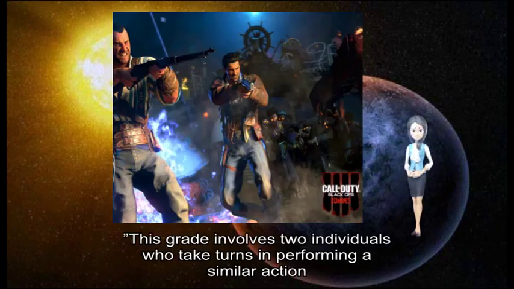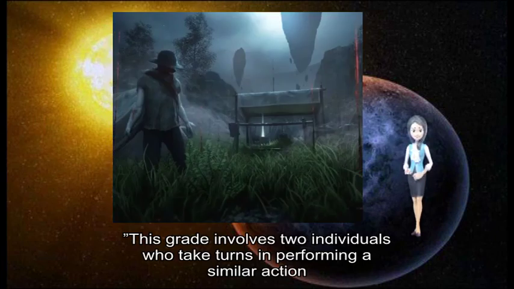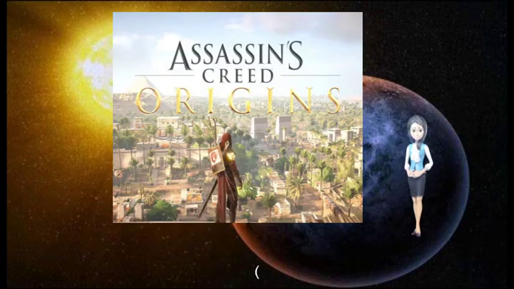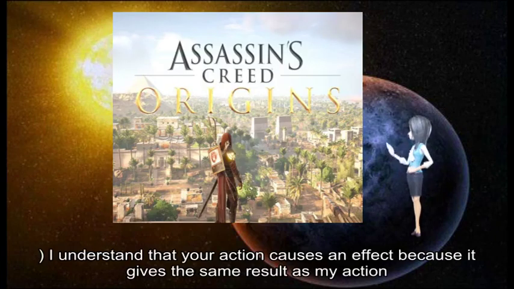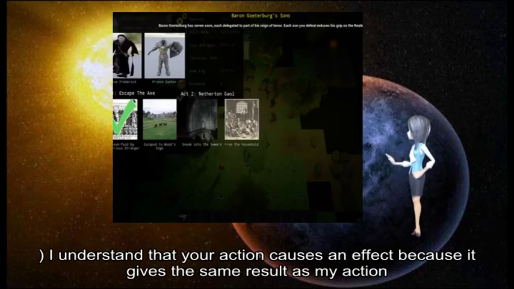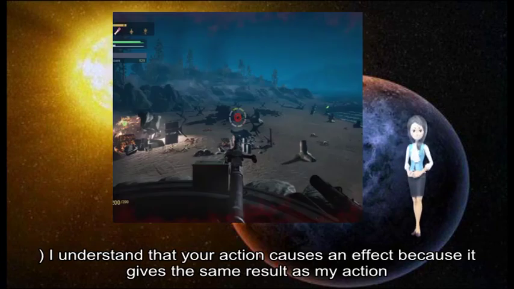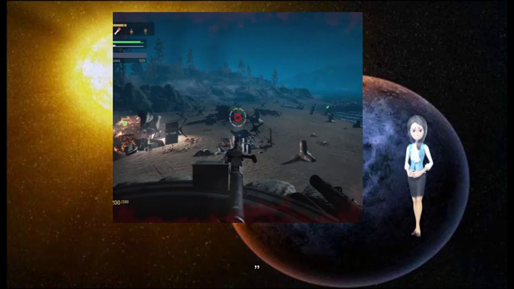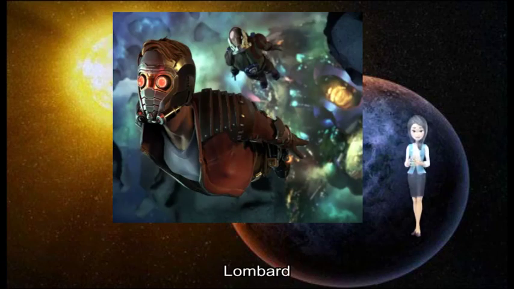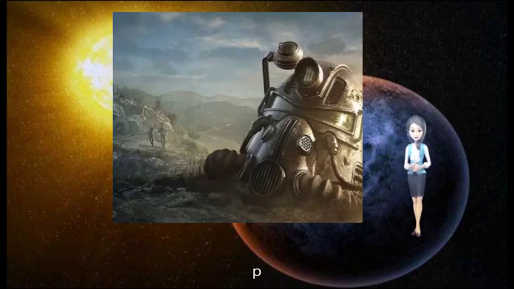This grade involves 2 individuals who take turns in performing a similar action. I understand that your action causes an effect, because it gives the same result as my action. Gärdenfors, Lombard, 2017, p. 3.